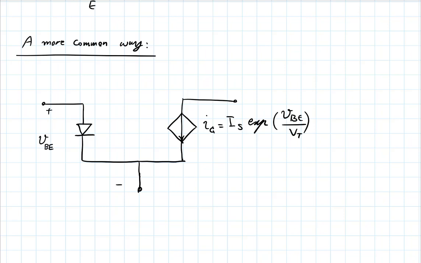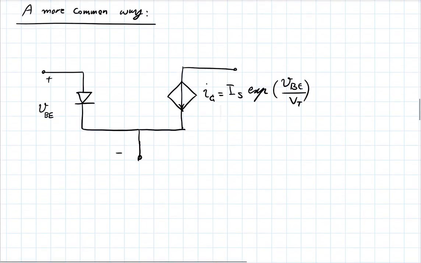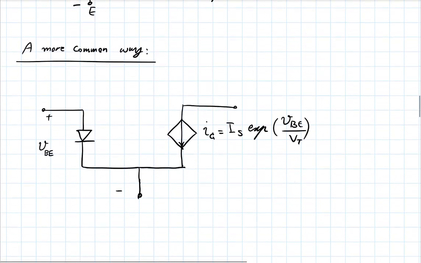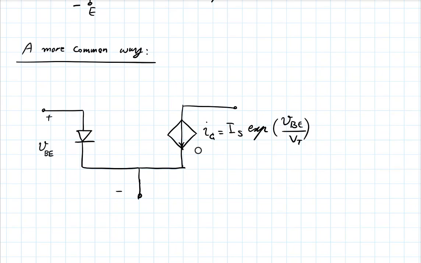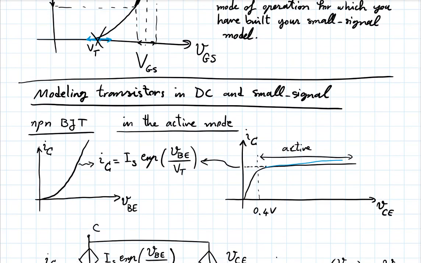How about this? First of all, for now, neglect the early effect. Does this work for modeling the transistor in the active mode? You notice that the way I have placed the diode is different. Instead of putting it in the emitter branch, I've put it in the base branch. Can I do this? Is this a valid model? Can this represent the behavior, the IV characteristics of the transistor in the active mode, neglecting the early effect for now?